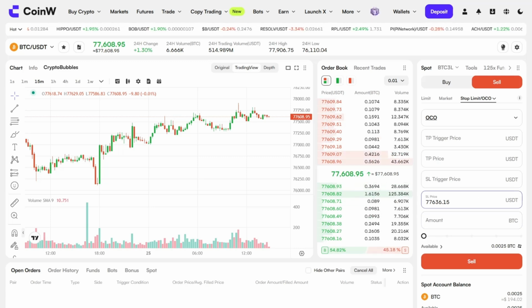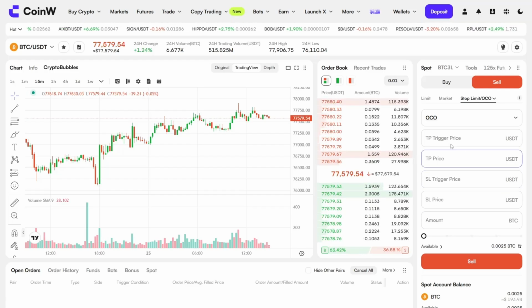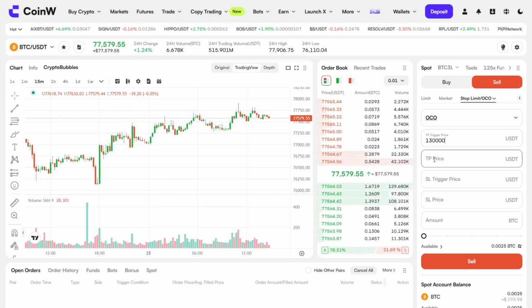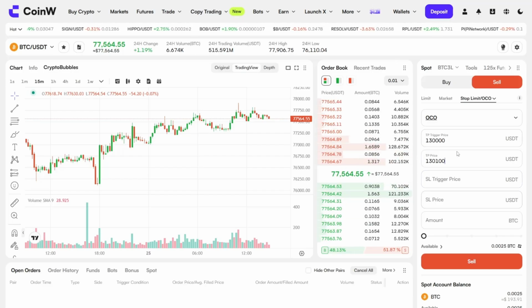For our take profit trigger price, we want our order to activate once Bitcoin hits 130,000, and we'll put the take profit price right after that. So say 130,100 to make sure that our order will execute. This means that once Bitcoin passes 130,100, we will be fully sold out of our position and we'll be taking our profits.